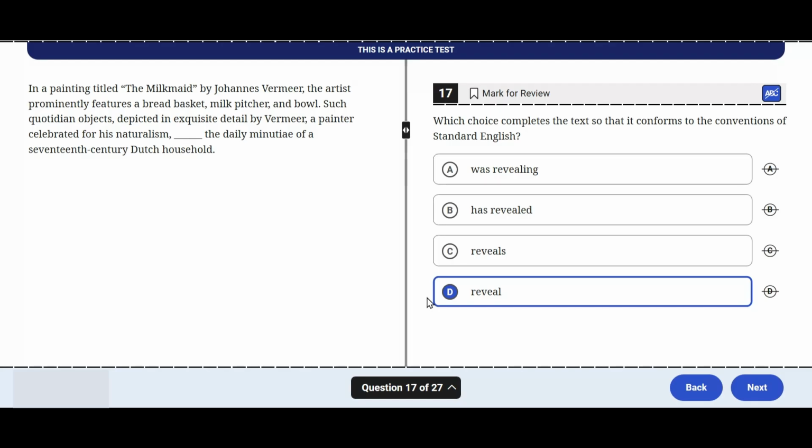But anyway, let's go ahead and plug the answer back in just to prove that, in fact, it does make sense in this sentence. In a painting titled The Milkmaid by Johannes Vermeer, the artist prominently features a breadbasket, milk pitcher, and bowl. Such quotidian objects, depicted in exquisite detail by Vermeer, a painter celebrated for his naturalism, reveal the daily minutiae of a 17th century Dutch household.